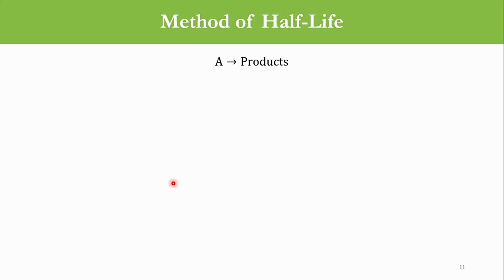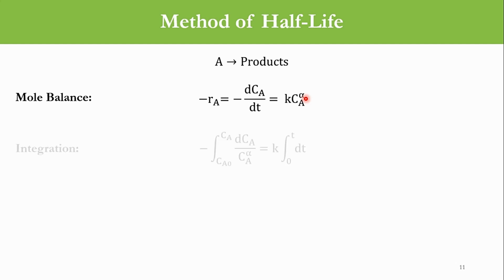So let's assume that the species A converts to products. Obviously we are talking about the batch reactor, because for collection and analysis of rate data, we use the batch reactor. So the mole balance or the design equation can be written as -rA = -dCA/dt = k CA^alpha. Obviously alpha is an unknown parameter and we have to find its value. The alpha is the reaction order in the system.